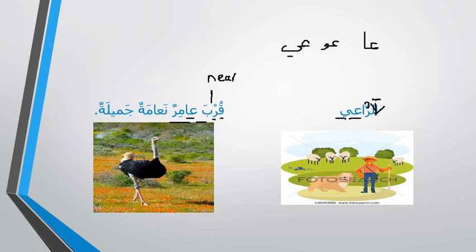نعامتون. We've taken نعامتون, which is an ostrich. This is جا. Then ma plus ya, mi jami la ton. So, قرب عامر نعامة جميلة. Here we have to stop because we have a point. So, near عامر, a nice ostrich. Ostrich is نعامة and جميلة is what, guys? It is nice or beautiful.